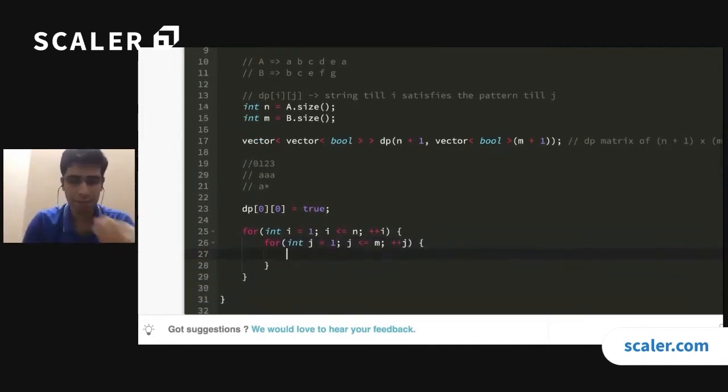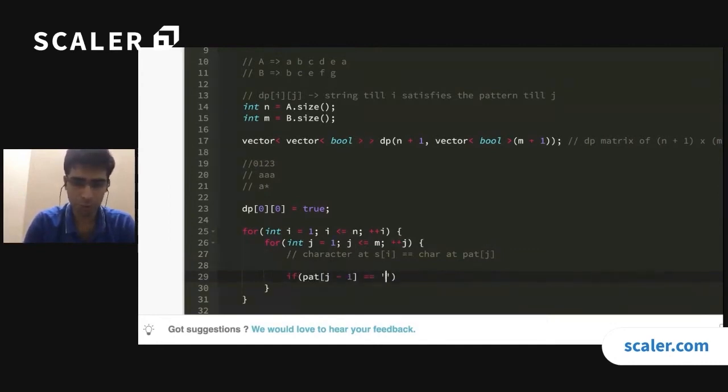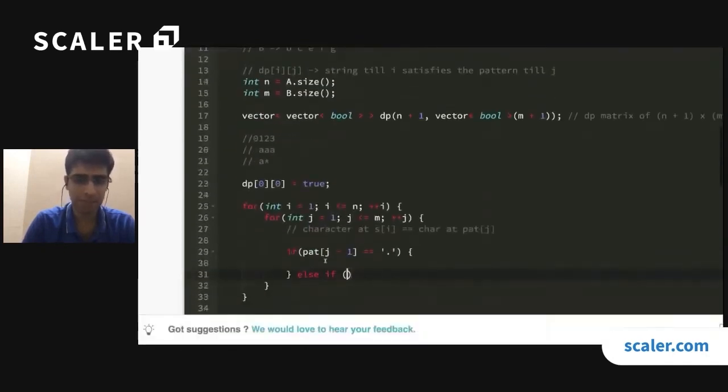Now, what are the different scenarios? The very first scenario is that the character at index i of the string is equal to the character at pattern j, right? But first of all, before that, let us take care of the special characters in the pattern, because that is where an issue can happen. So if pattern[j minus 1] is equal to dot, then I will handle it separately. Also, if pattern[j minus 1] is equal to a star, then also I will handle it separately.